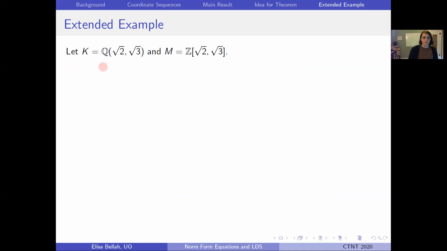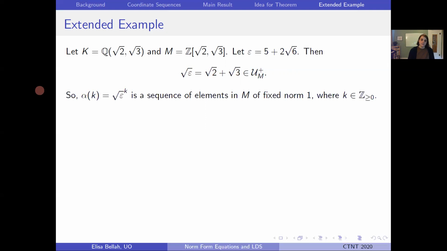So let's let K be this biquadratic extension, Q adjoins square root of 2, square root of 3, and let's let M be this full module in K. Let's let epsilon be this unit of positive norm contained in one of the real quadratic subfields. And then when you take the square root, you can observe that this is contained in the positive unit group of your module. And so I'll let alpha k be positive integer powers of square root of epsilon. This gives you a sequence of elements in this module of fixed norm 1, just like before.